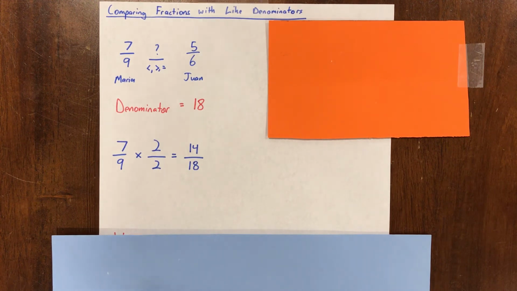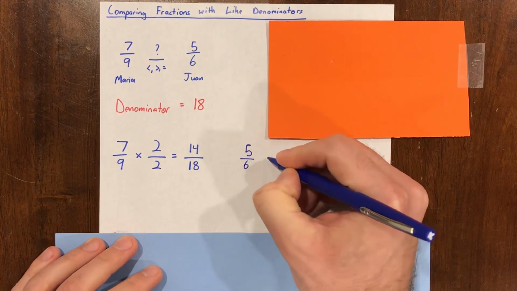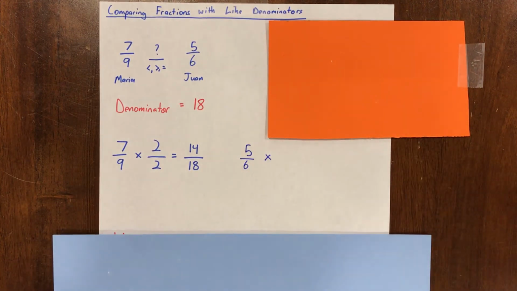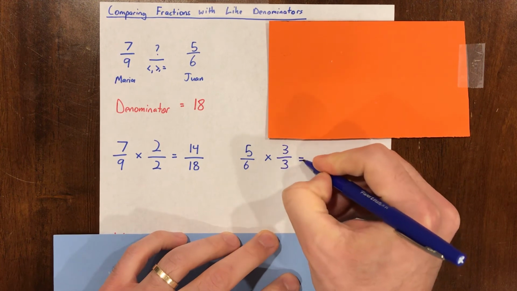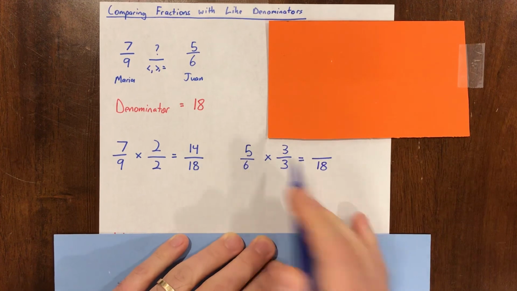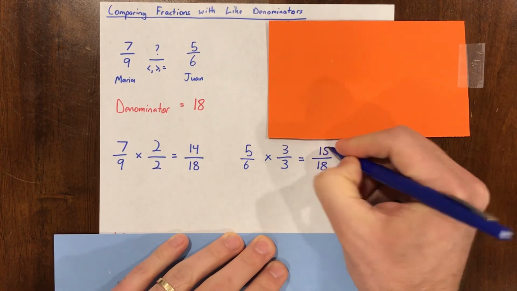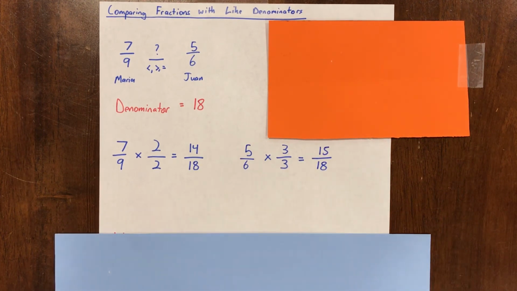Okay, great. So what do we need to multiply by to rename 5/6 as a fraction with a denominator of 18? Say it out loud. Yes, we're going to multiply it by 3/3 because 6 times 3 is 18. 5 times 3 is 15. So 5/6 is equal to 15/18.